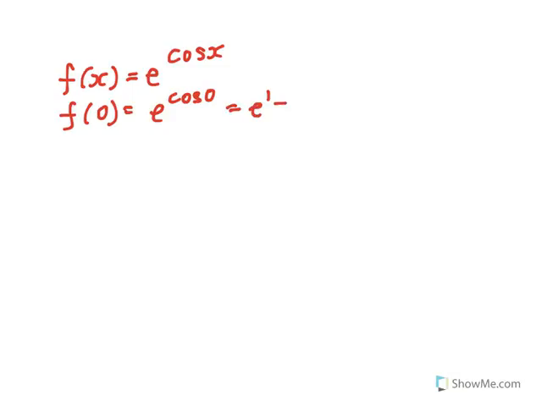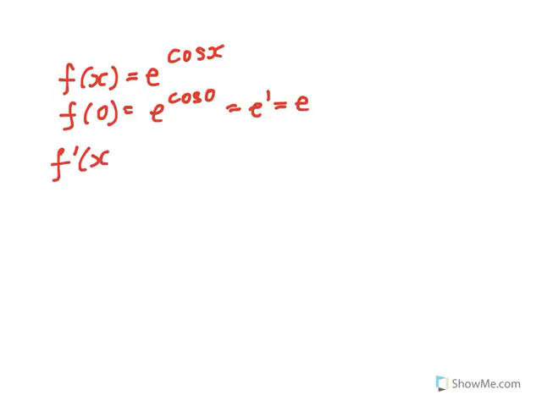So we know that f(x) equals e to the power of cos x. Finding f(0) is easy. All we need to do is just set x equals to 0. Then you have e to the power of cosine 0. What's cosine 0? Cosine 0 is just 1. So this is just e to the power of 1, we can just write it as e. What is f'(x)?